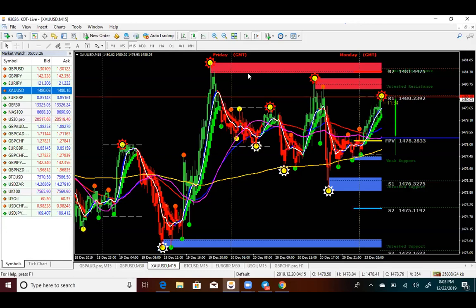You see where it could go up to 1481. It looks like we've got about, what, 1480 to 1481, is that 100 pips or 10 pips? That's 10 pips, right?